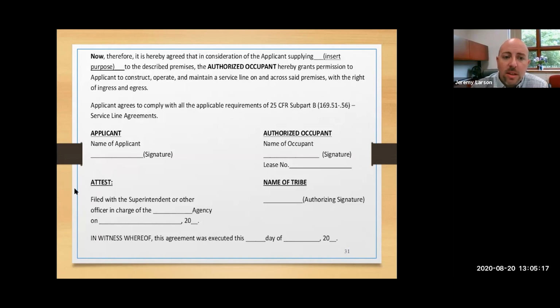And you'll see that we like the applicant name or signature, the authorized occupant, and the lease number if there's a lease involved, the name of the tribe, and then the Bureau of Indian Affairs fills out this part where it's filed with the superintendent or agency or other officer in charge on this date.